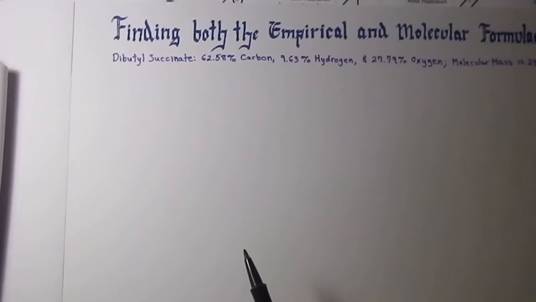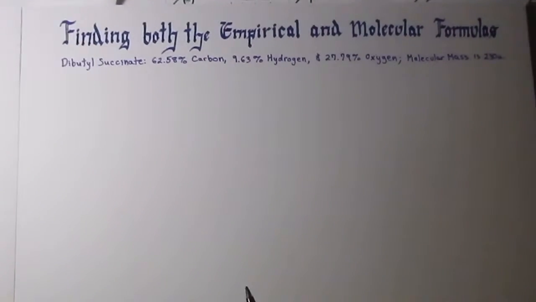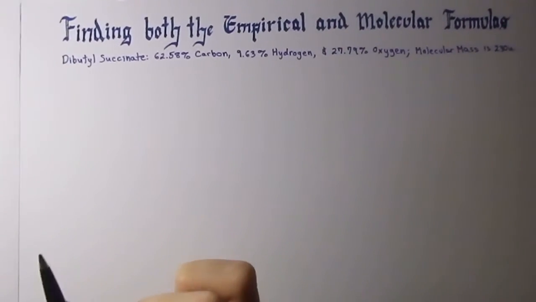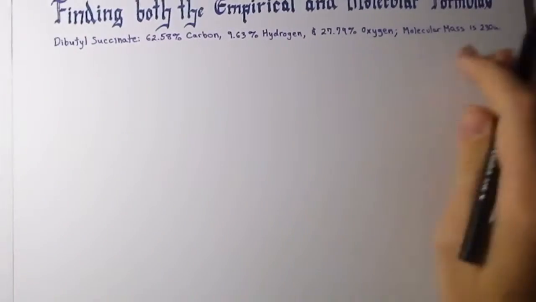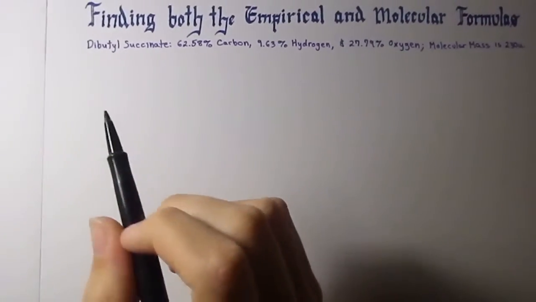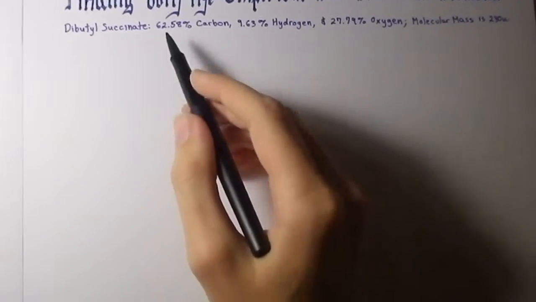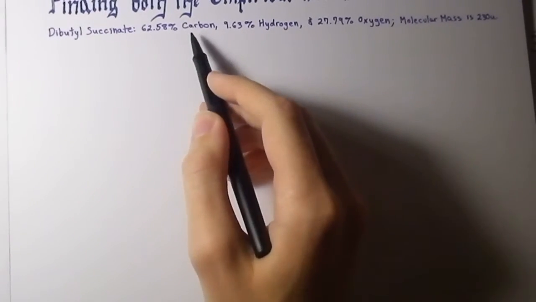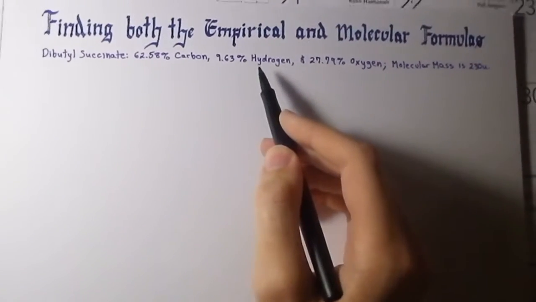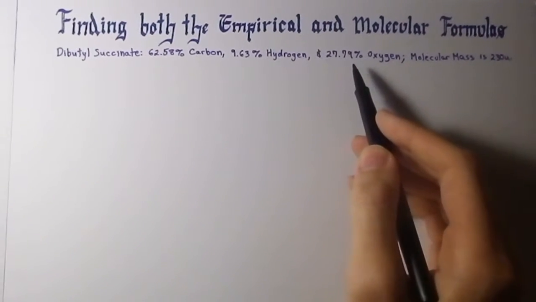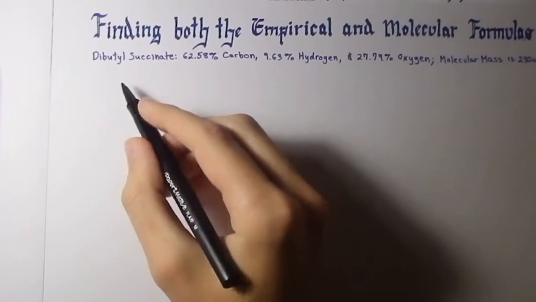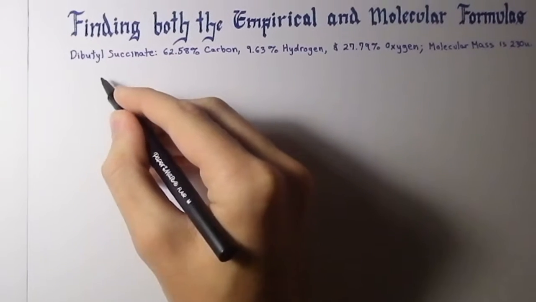So step 1 in section A of finding the empirical formula is to assume that you have 100 grams of this molecule, dibutylsuccinate. If you assume that you have 100 grams, 62.58% of it will be carbon, 9.63% will be hydrogen, and 27.79% will be oxygen. Okay, so if you assume 100 grams, let's write that down.